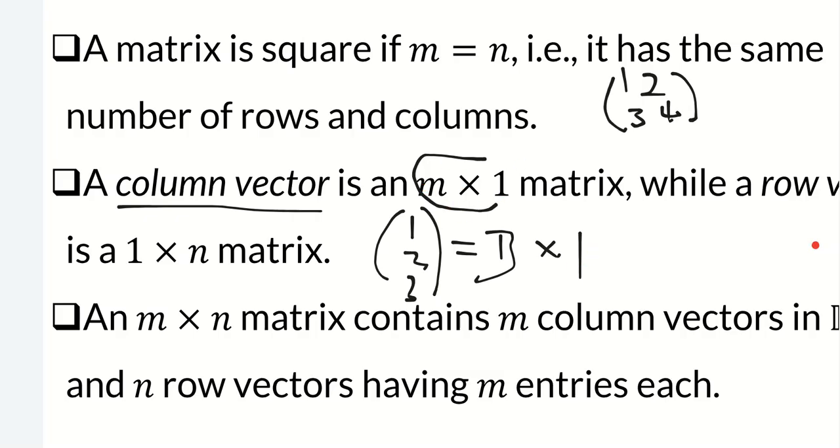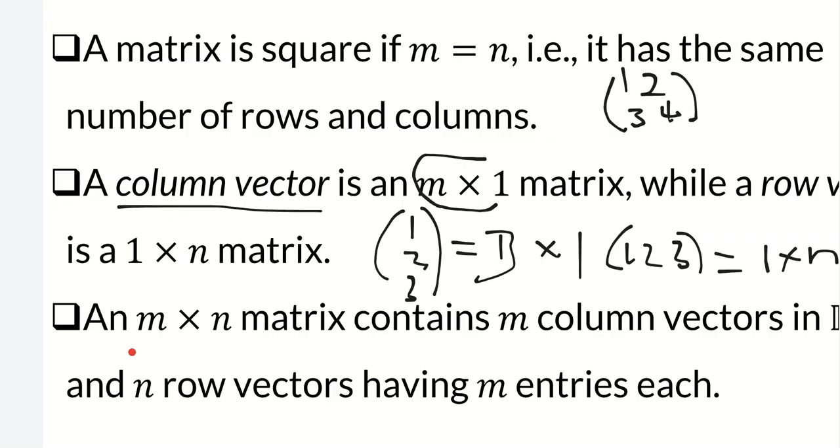Then we can also have a row vector. If you look at a row vector, I can transpose this. We have 1, then 2, then 3. If I transpose this, you see that I have only one row and 3 columns. That is 1 by n. This is a matrix, but it's a row vector.